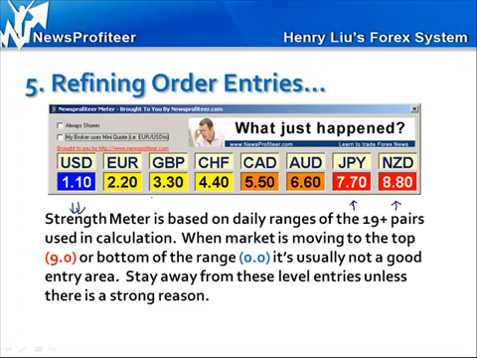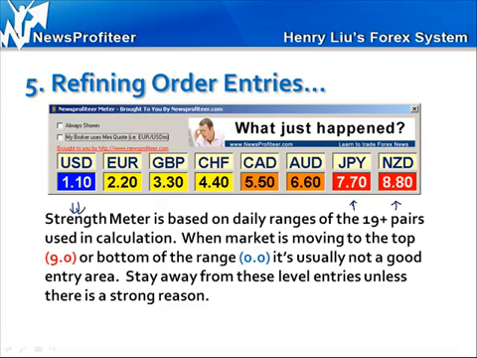So always know what the meter means and what you're doing if you're looking at this meter to trade, because some trading methods involve following the trend, so you buy as the market is moving up. Some trading methods are completely opposite. You buy when the market is down and you sell when the market is up. So it depends on what kind of trading method you're using.